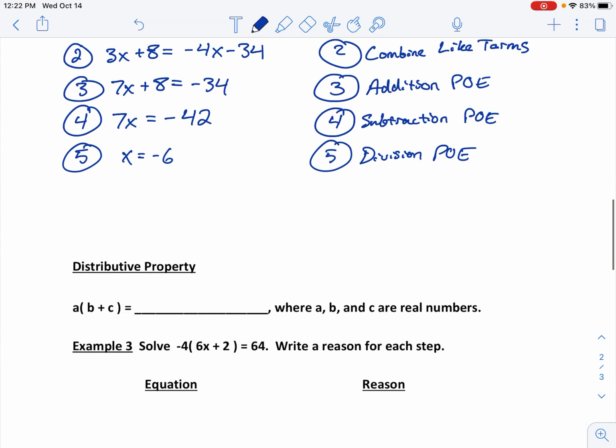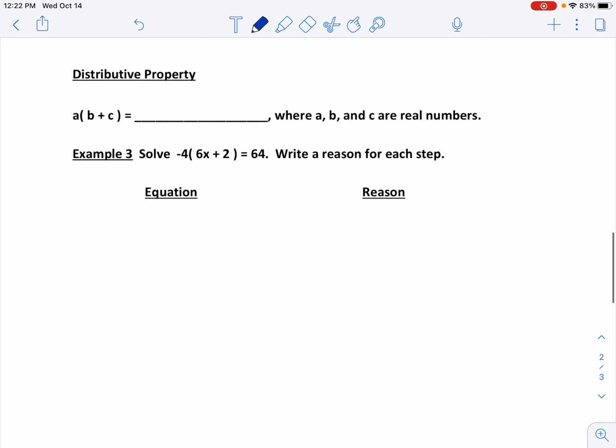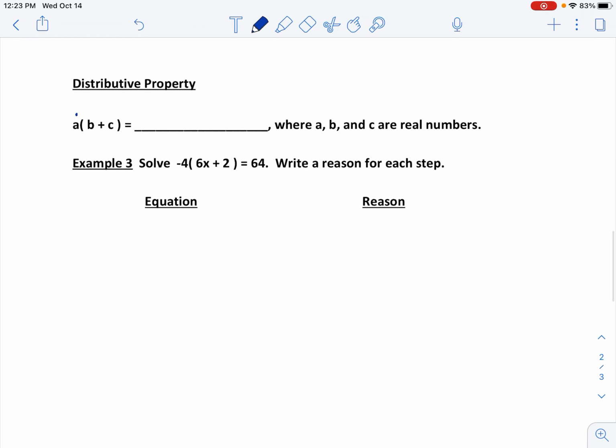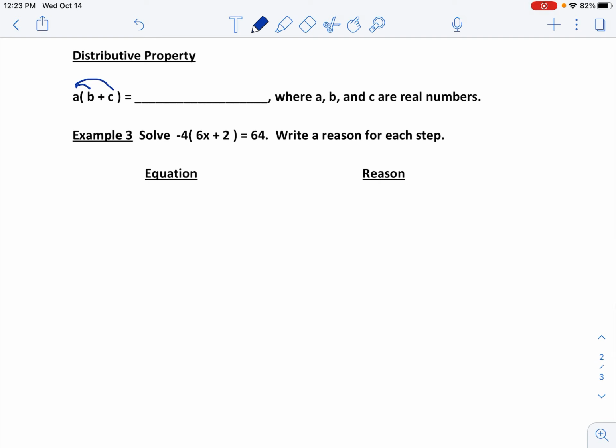I'm going to introduce you to one more that I know you've heard of before. It's the distributive property. Distributive property, if we have A times the quantity B plus C, what we do is we can distribute this A in here and multiply. So A times the quantity B plus C is equal to AB plus AC, where A, B, and C are real numbers. So we're going to use that here, and we're going to do our last equation of the day.